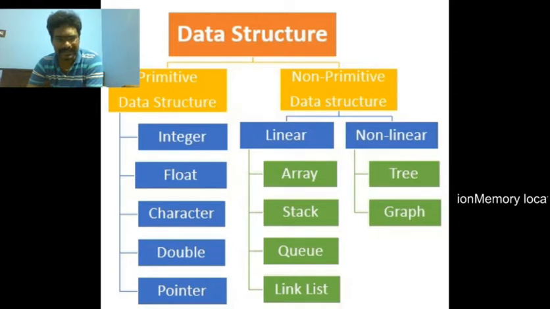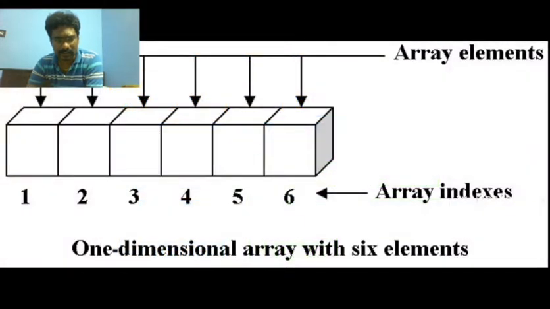The linear data structure categories are arrays, stack, queue, and then linked list. And then the non-linear categories are trees and then graph. So we are going to see what you mean by linear and non-linear data structures briefly in the next slide. So this is about the linear data structure.